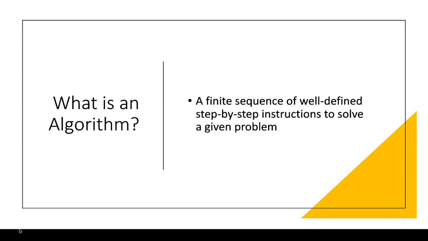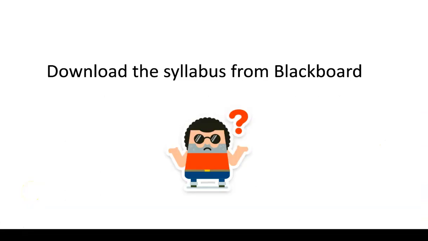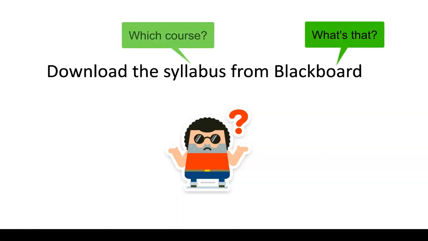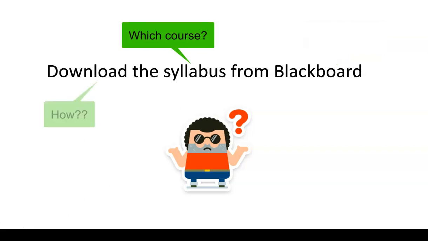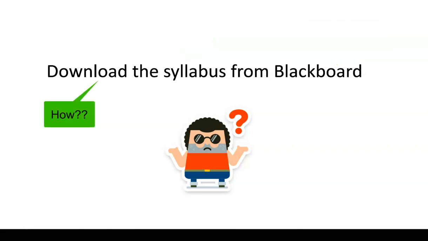An algorithm is a finite sequence of well-defined step-by-step instructions to solve a given problem. For example, suppose I give you this instruction: download the syllabus from Blackboard. It might seem like a clear, well-defined instruction, but if I tell you this, I'm actually assuming you know a great deal about the world. I assume you know what Blackboard is and how to access it. I assume you understand what I mean by syllabus and which course I am referring to.